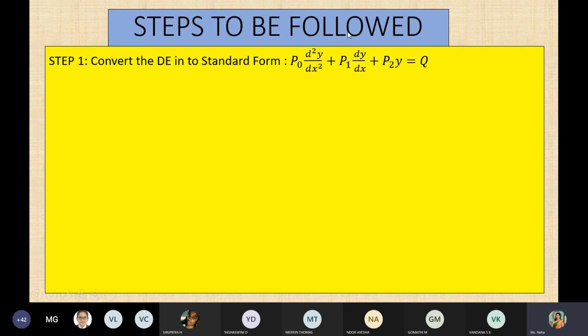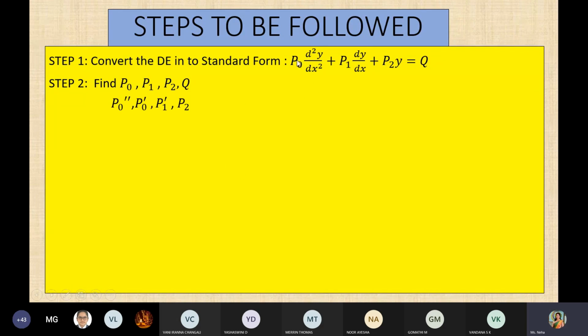Here the coefficient of y double dash or d square y by dx square is P naught. We always start with P naught. Then the coefficient of dy by dx is P1, the coefficient of y is P2, and RHS is Q. So first, you will look into the question and find out what P naught, P1, P2 and Q are.